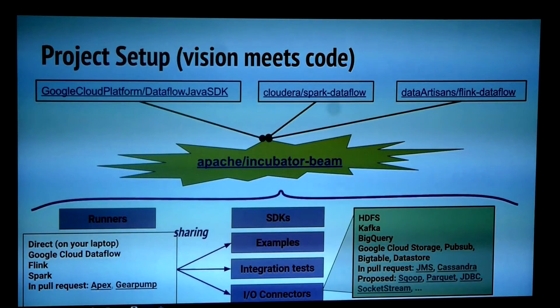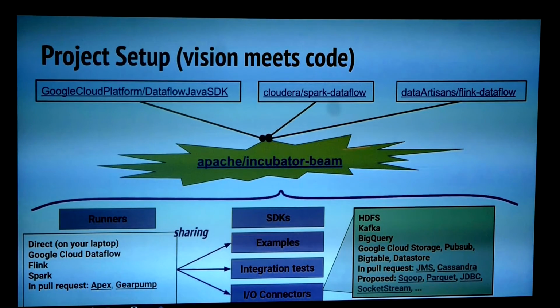So the vision that we have is many backends executing many pipelines in many languages. That is where we came from in this. We had the Google Cloud Platform Java SDK, Cloudera's Spark Dataflow, and Data Artisans' Flink Dataflow. These are our GitHub repos. It all got donated into the Apache Incubator Beam repo, and that's where it lives now.